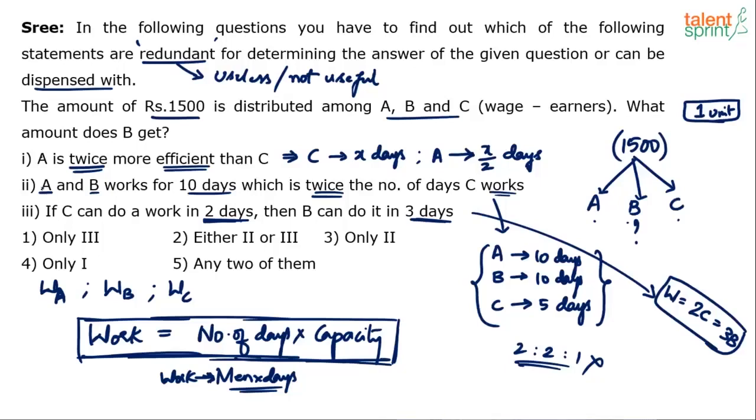Let's try. Since independent statements have failed to get the answer, see, 1 alone does not give us the answer, 2 alone does not, and 3 alone also does not. Now, let's go for combination. If I combine 2 and 3, what will we get? By combining 2 and 3, will we get something? No.